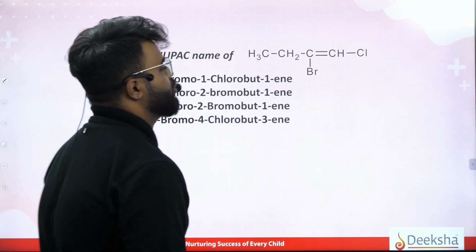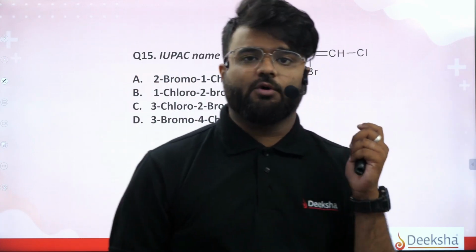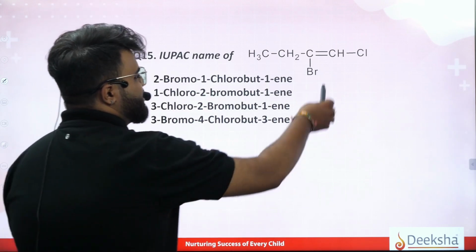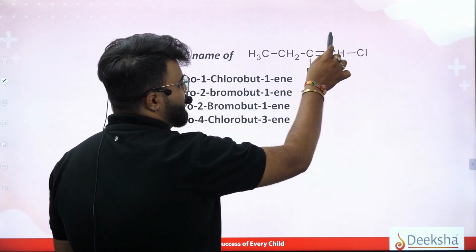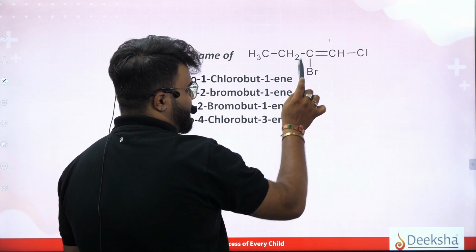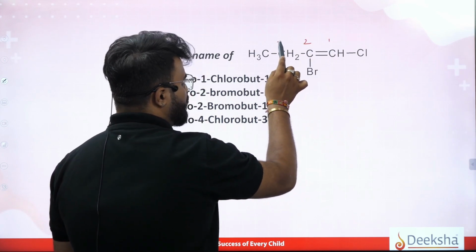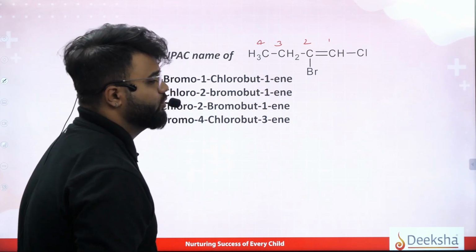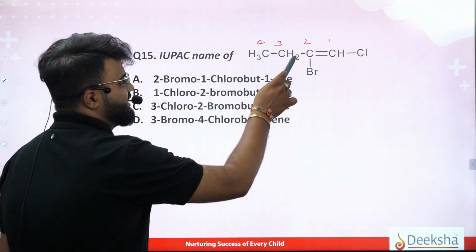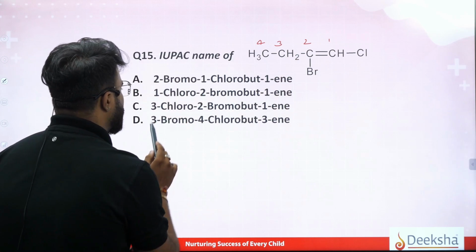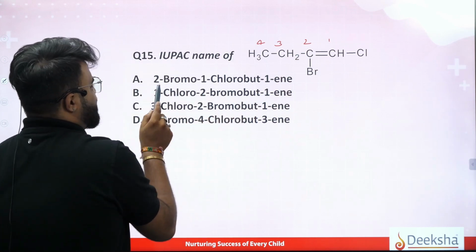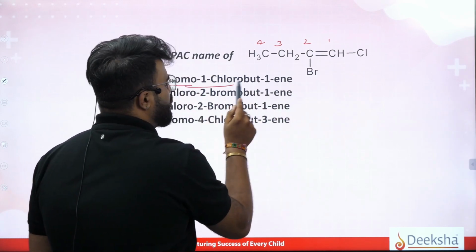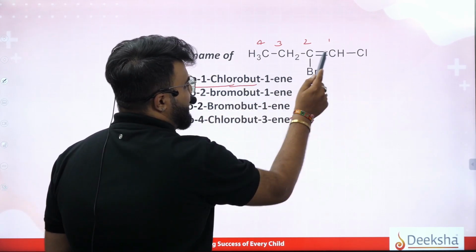Coming back to question number 15, the IUPAC name of this compound. IUPAC naming is very easy. We just have to maintain the numbering. So it will have the chloride and bromide, then it will have 1, 2, 3 and 4. It contains 2-bromo. Which option is 2-bromo? Option A. So the answer is 2-bromo, 1-chloro, but, 1, 2, 3, 4.